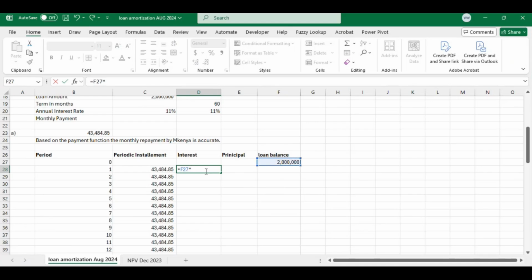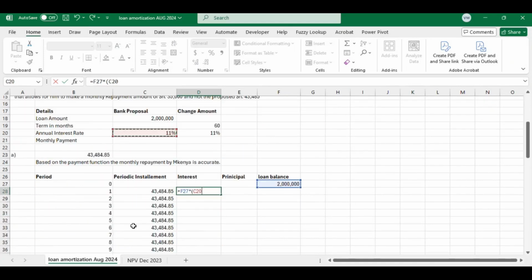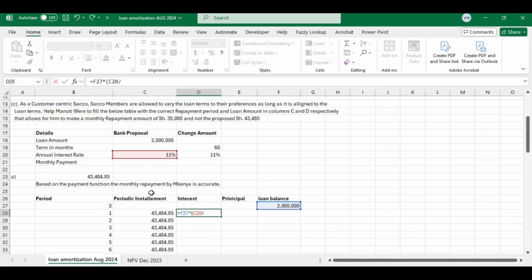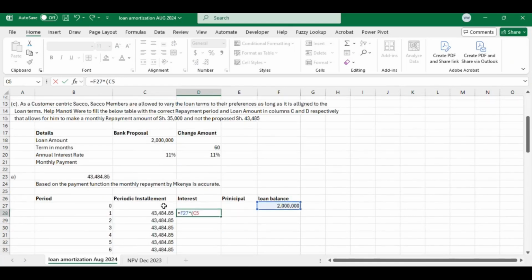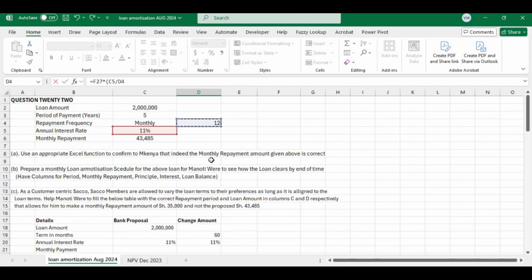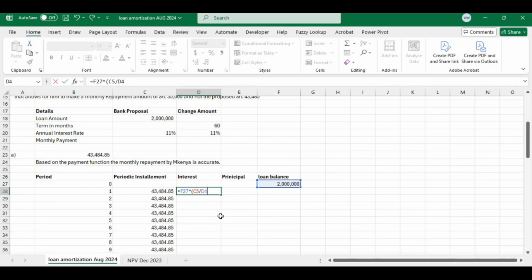So we multiply these 2 million with 11%. But because it is 11% per annum, we want to divide this by, let me reference the actual rate. This is the rate, 11% per annum. Then we divide this by 12, so that when I say 11% divided by 12, I'm getting the monthly interest rate, then close the bracket. That will give me the interest on a monthly basis, and we can decrease the decimal places a bit, so that in this case the interest in that month will be 18,311.